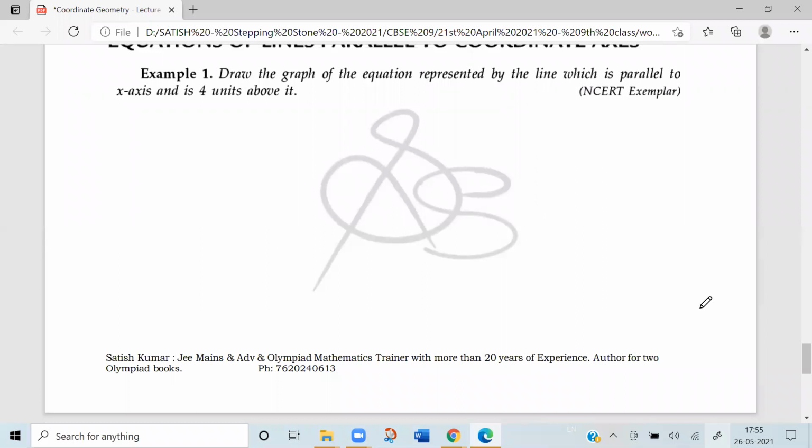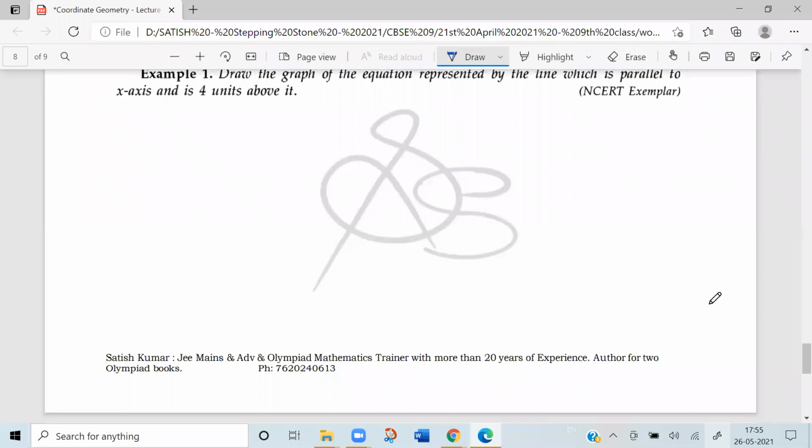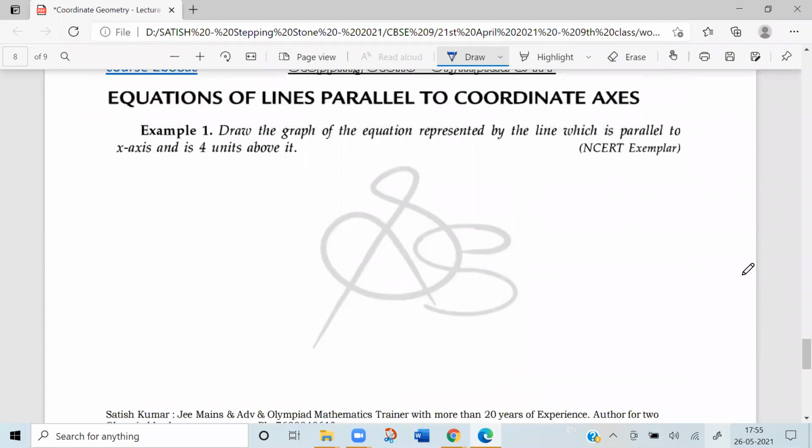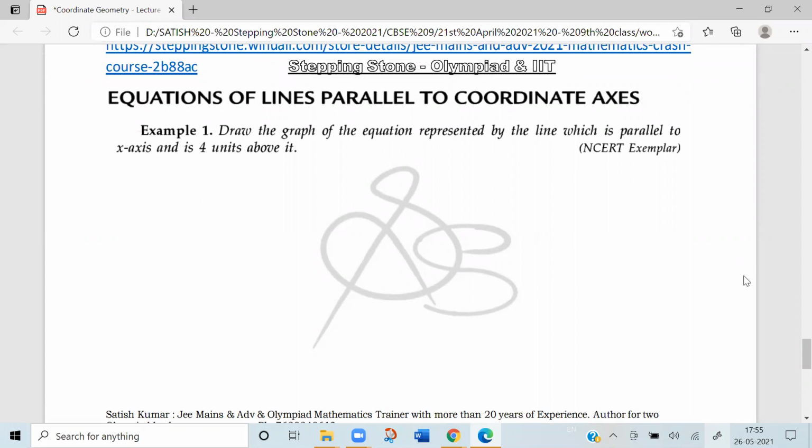Draw the graph of the equation represented by the line which is parallel to x-axis and is 4 units above it. Now, check whether you have understood or not. Draw the graph of the equation represented by the line which is parallel to x-axis and is 4 units above it.